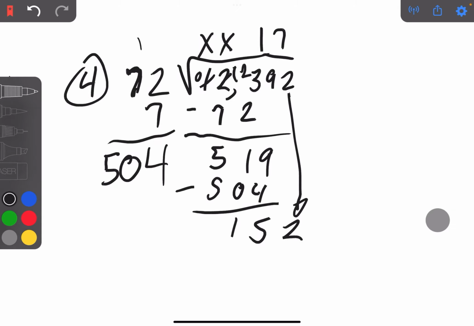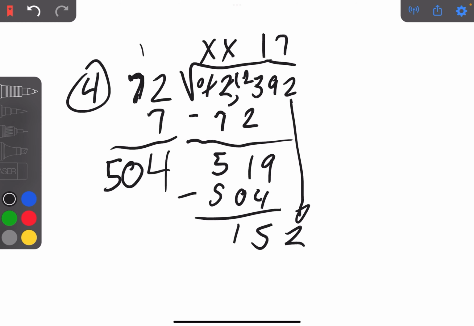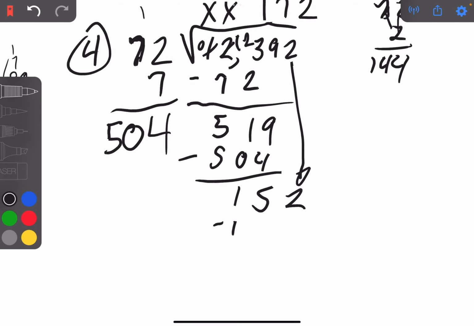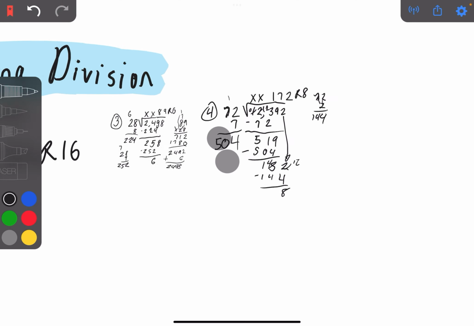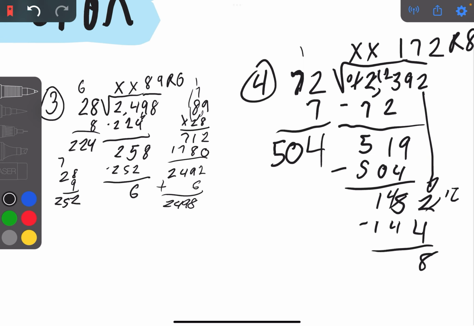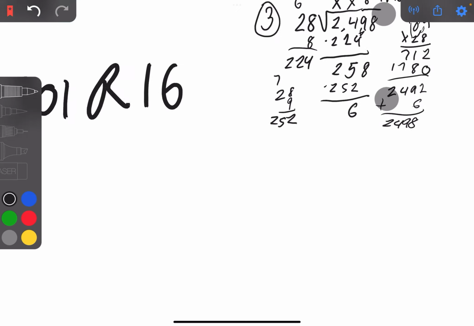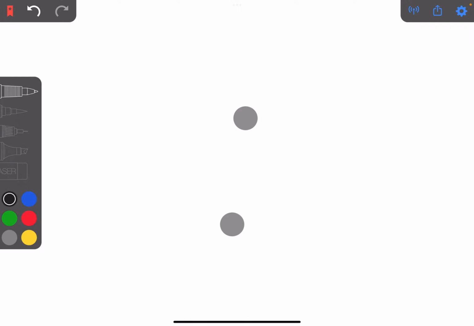So how many times can that fit in? So I believe it's 2, so 72 times 2 is 144. So that works. Minus 144. We get 8. So our answer is 172, remainder 8. So as you can tell, you can always break down these problems, even if they're bigger, smaller. Now let's give an example of a bit bigger one, just a teeny tiny bit.